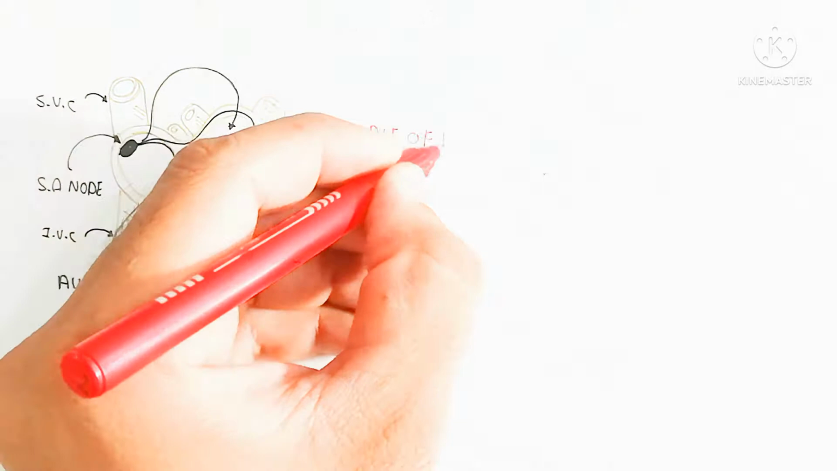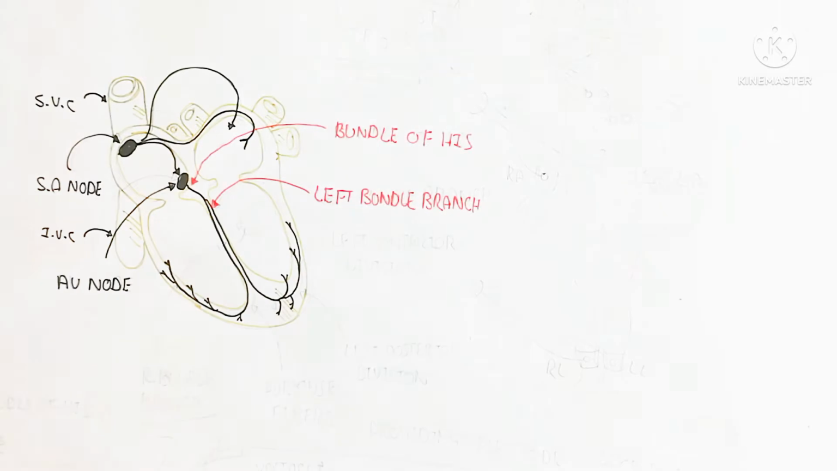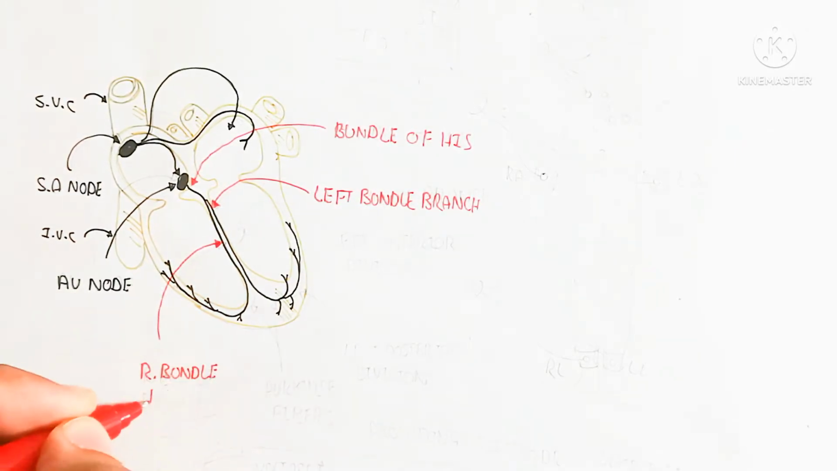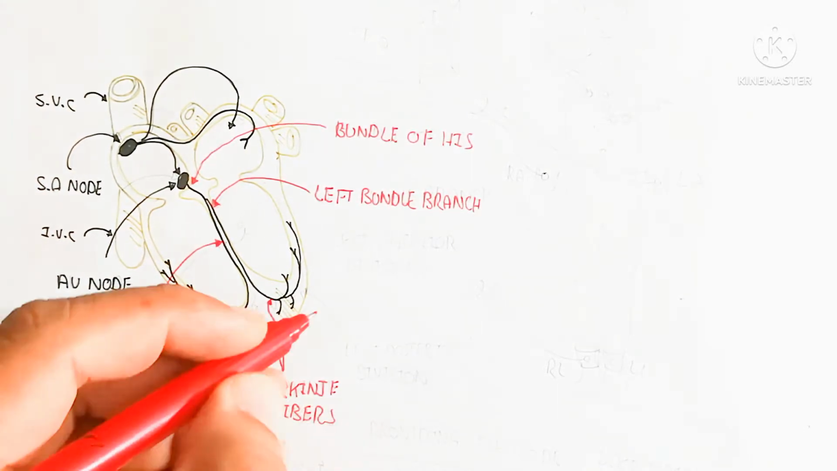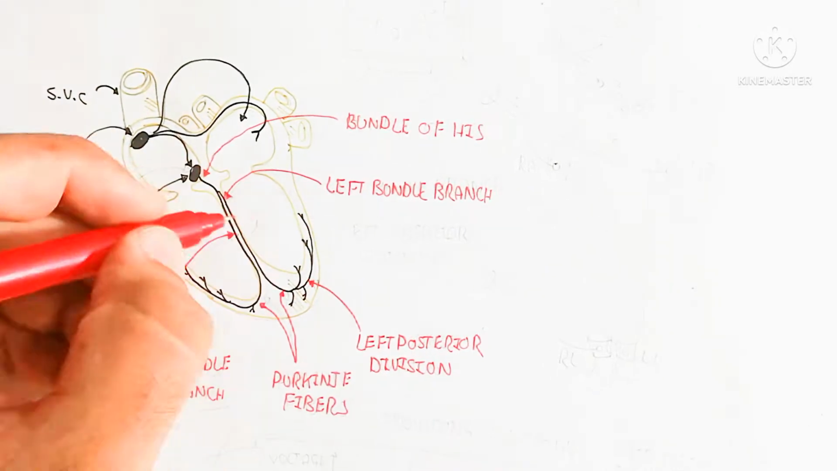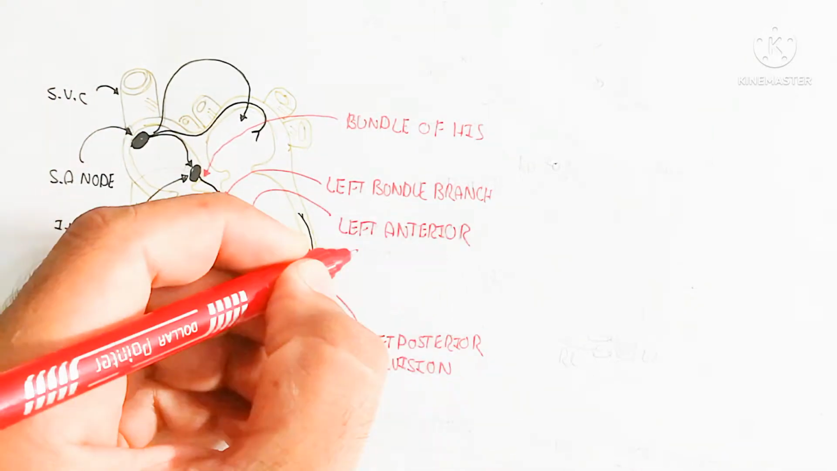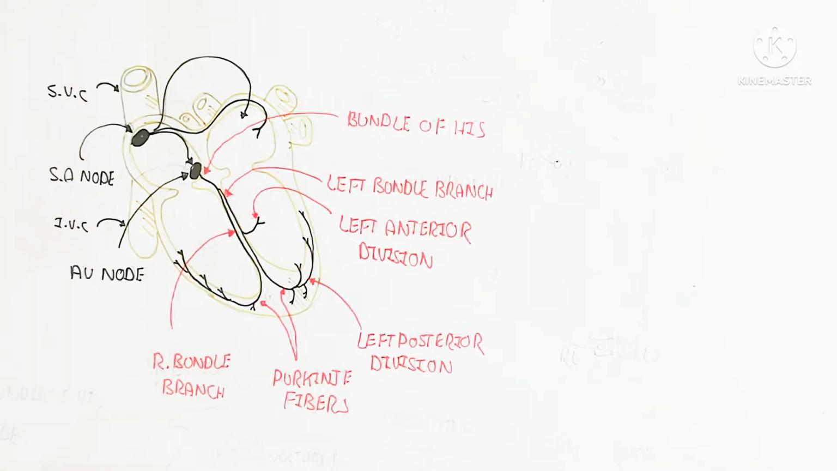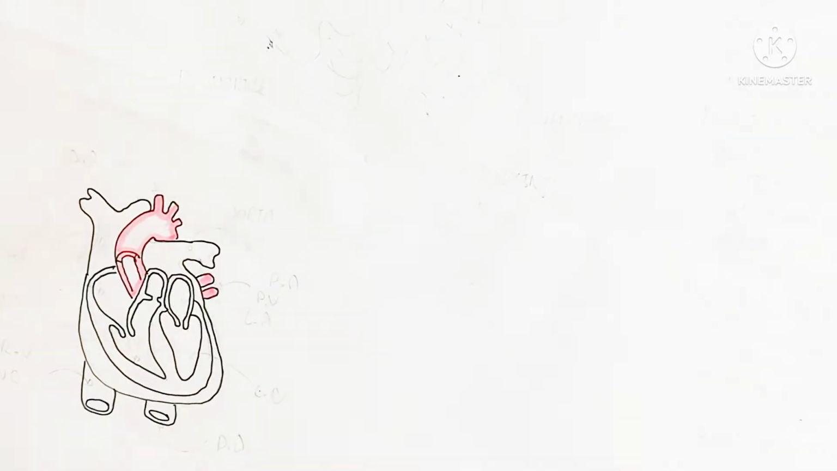The bundle of His basically converges into the left and right bundle branches, and the left anterior division also. In this way, this is the Purkinje fiber composition, and the left posterior division also. Remember one more important thing: the left ventricle contains a thick wall of cardiac muscle, which contracts more strongly for transmission of the blood throughout the body. Anyhow, let's begin to understand the major diagram of the heart for better understanding.